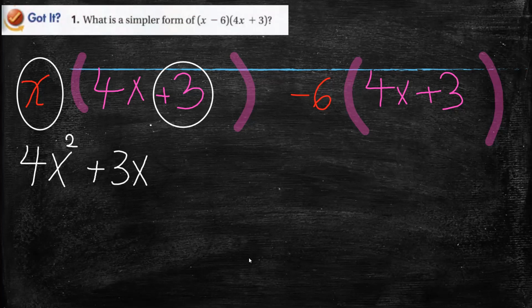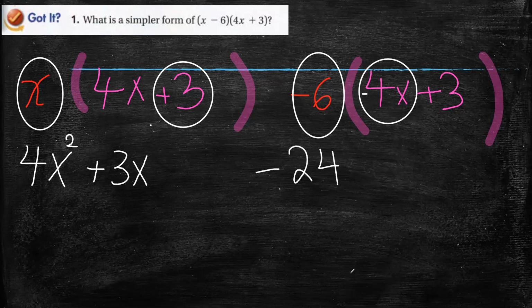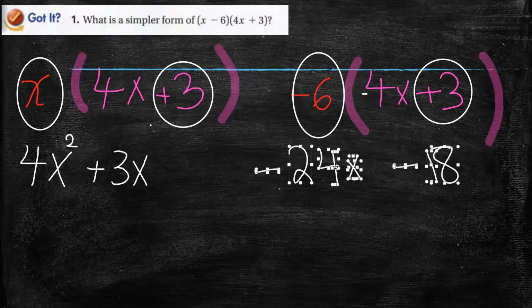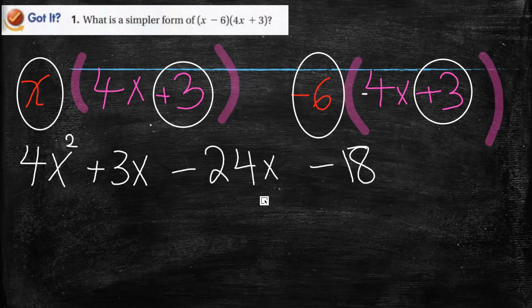Let's go now to the second one. I will multiply the negative 6 first with 4x. Negative 6 times 4x is negative 24x. Then I will multiply the negative 6 with 3. It will be negative 18. Then after that, I will gather them with each other. Let's move this part here and gather them. Then I will add, or simplify them if I can.